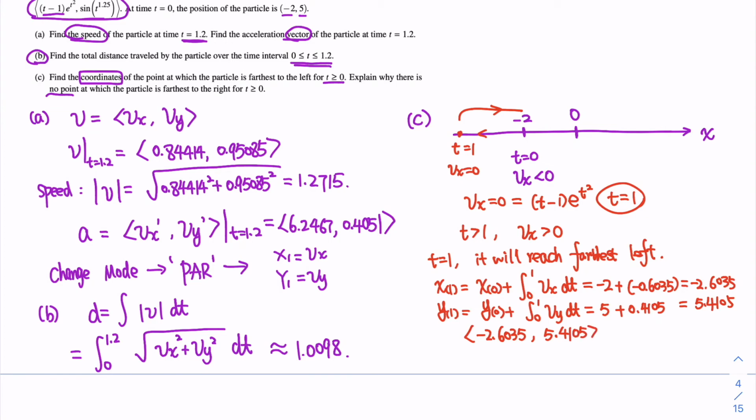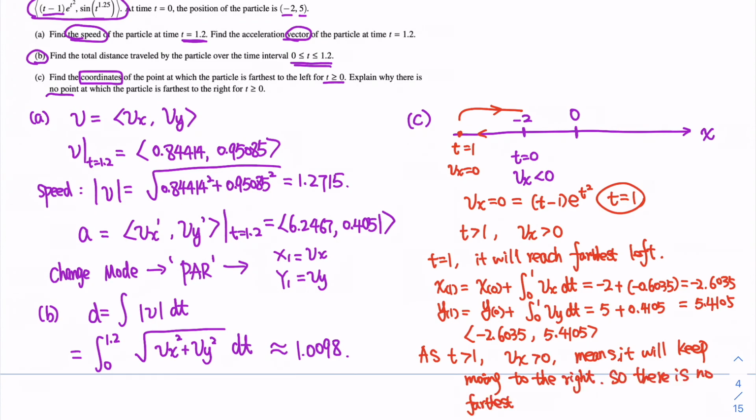And explain why there's no point at which the particle is farthest right. As t is greater than 1, v of x is positive, which means it will keep moving to the right. So there's no farthest point to the right.